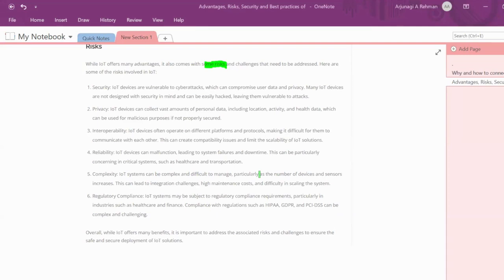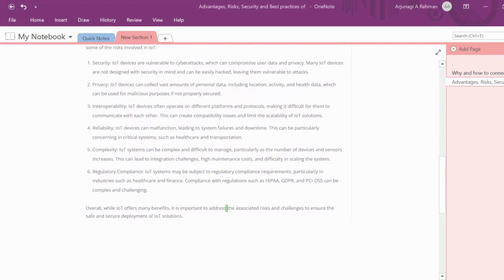Now let's move to the fifth point, that is complexity. IoT systems can be complex and difficult to manage, particularly as the number of devices and sensors increases. This can lead to integration challenges, high maintenance costs, and difficulty in scaling the system.